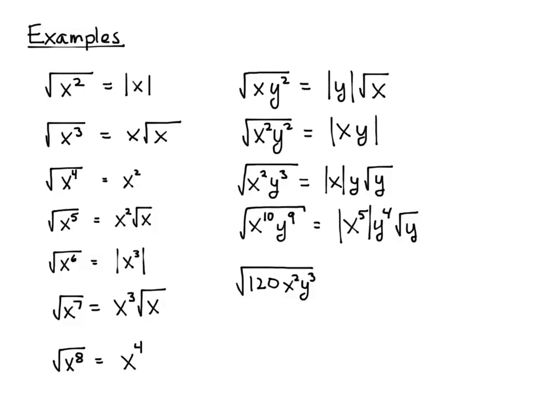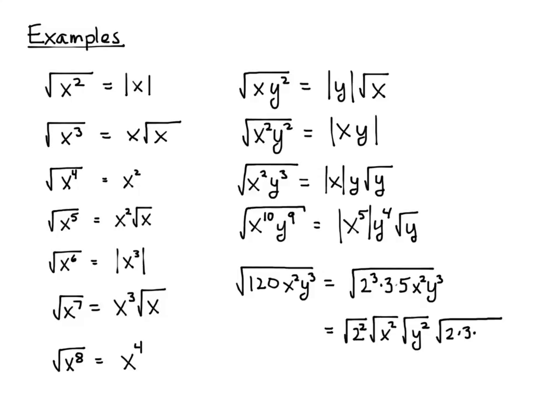Here we have 120 x squared y cubed, and so this turns out, if you factor the 120, we get 2 cubed, and so we can take out a 2 squared, we could take out that x squared, and we can take out a y squared. And so what we end up with is that when we separate it all out, and then we simplify it out to 2 times the absolute value of x times y times the square root of 30y. And we can come back to this particular one if this one's still confusing after we talk about how we reduce larger exponents.